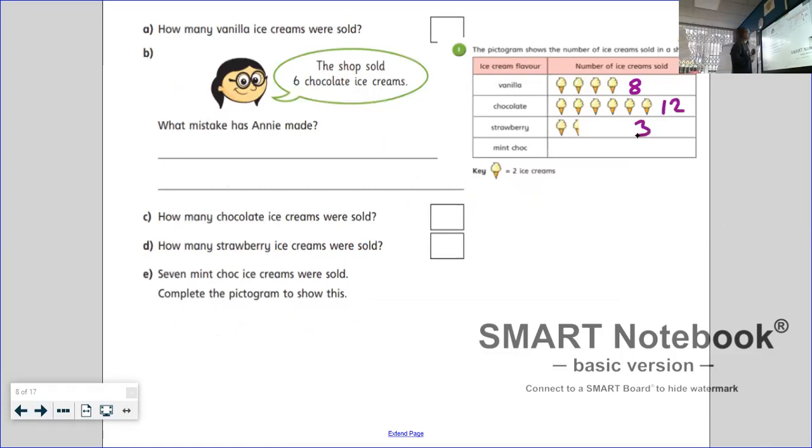So let's have a look at the first question. How many vanilla ice creams were sold? Oh, well, that's easy. I go to vanilla, I have a look at the number of ice creams sold, and I see my answer is 8. I can answer that now. We can answer that together, can't we?